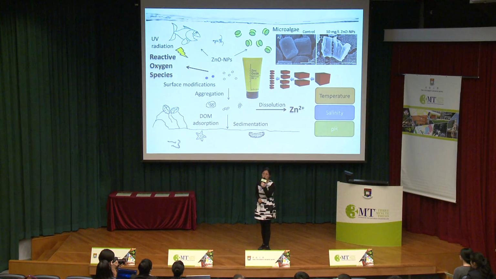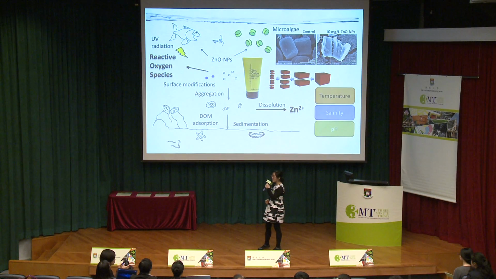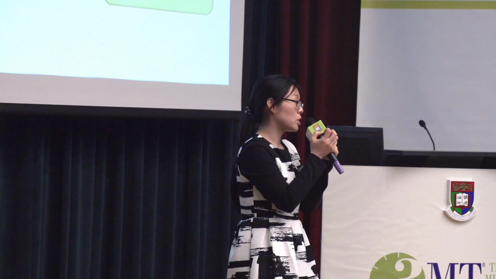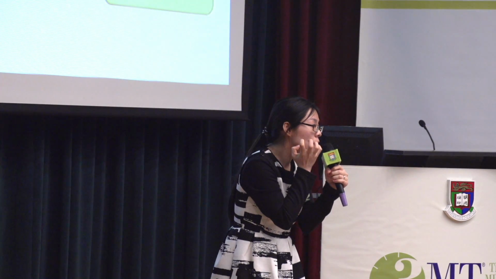And then I took pictures of the nanoparticle-treated algae. It is at the top right corner. The aggregate sticks on the surface of the algae. This may block the sunlight for photosynthesis. The algal surface was rough and there were many wrinkles.